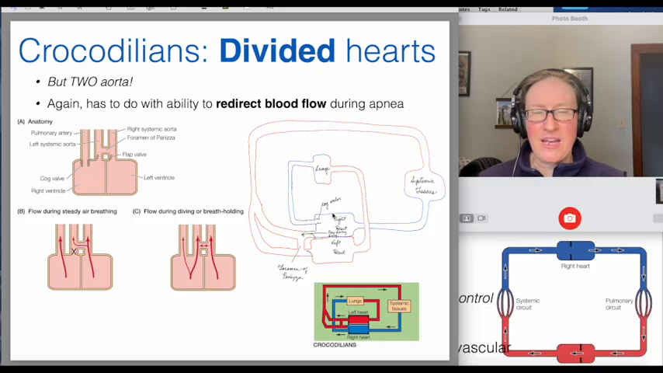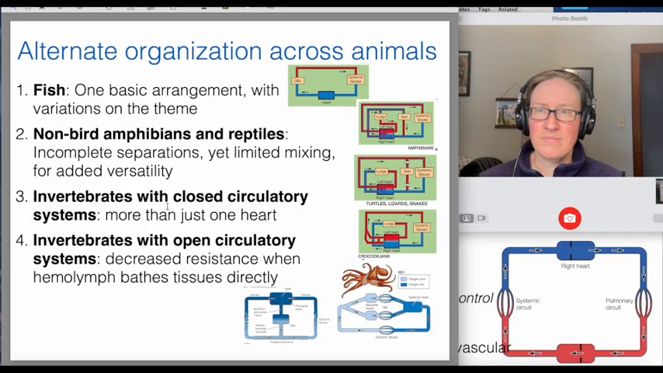Okay, but if a crocodilian is diving, the cog valve will restrict, and in that case, blood's going to take the path of least resistance. It's going to pass through the flap valve, and so the crocodilian can bypass the lungs and just direct that blood back through the systemic tissues during apnea, during diving. So that takes us through our non-bird amphibians and reptiles.